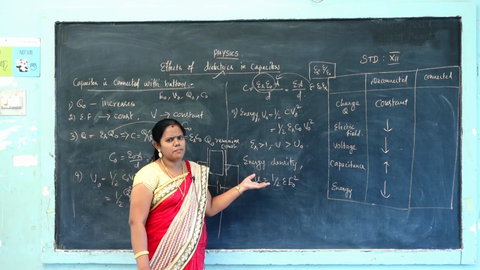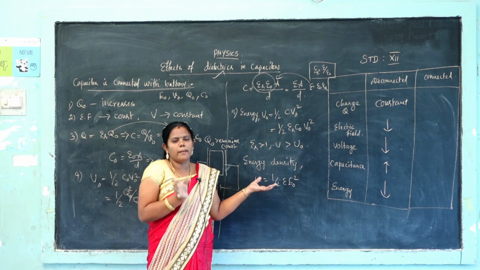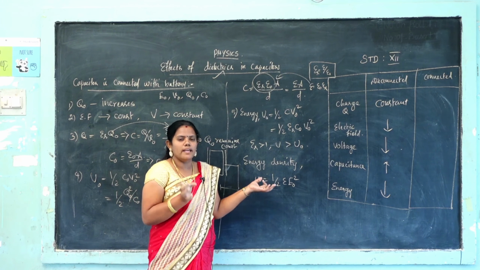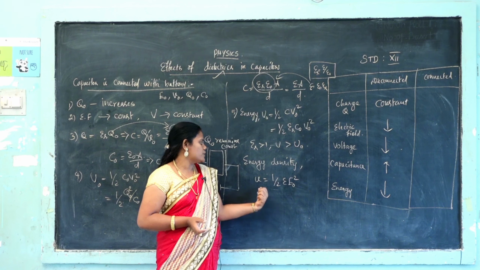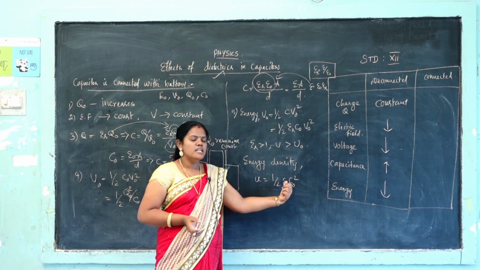Energy density is nothing but the amount of energy stored in a particular place. In a particular volume, that is the energy density. So how will you calculate the energy density? The formula is U is equal to half into epsilon into E naught square.